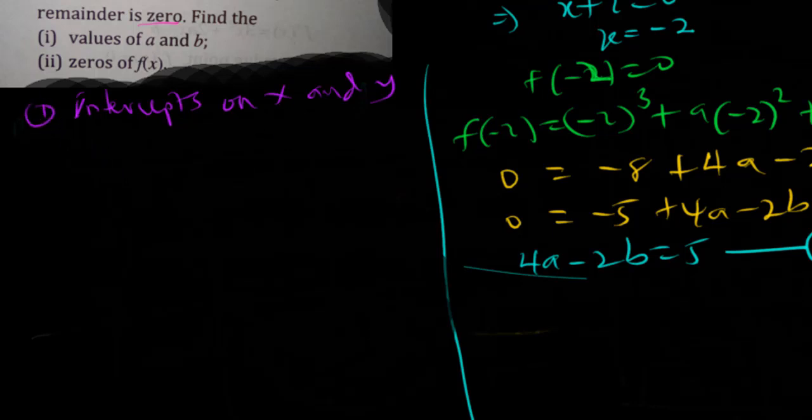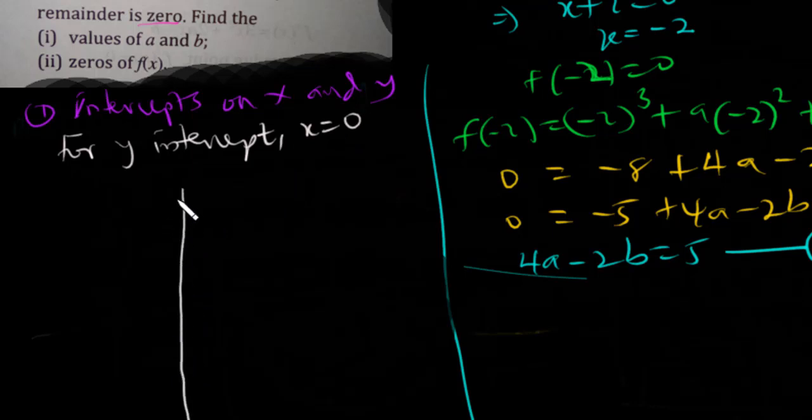So I'm going to look at the y-axis. Now on the y-axis, for y-intercepts, that is where the curve intersects the y-axis, the value of x is 0. So I'm going to draw the xy axis again. This time around, I'm very careful to draw our curve, so pay attention here.